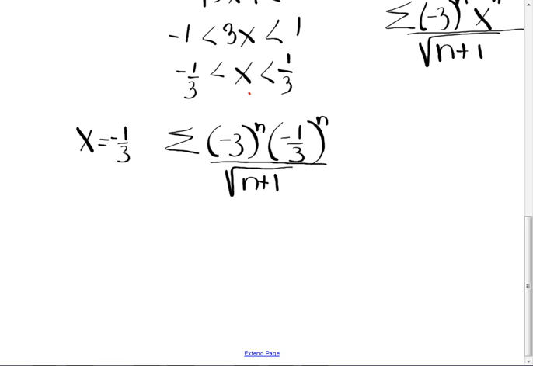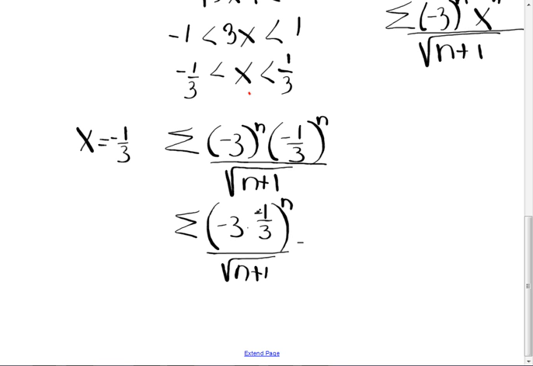Do you guys know what to do with those? What's going to happen to the signs when you multiply these? It's really negative 3 times negative 1/3 to the n. That's right. So this looks like the summation 1 over the square root of n plus 1. It's the p series. The limit of this does go to 0, but does this converge? No, because p is less than 1.